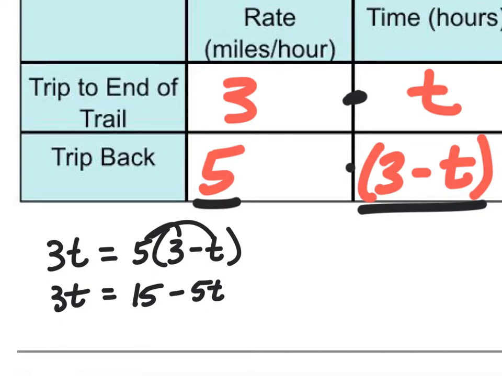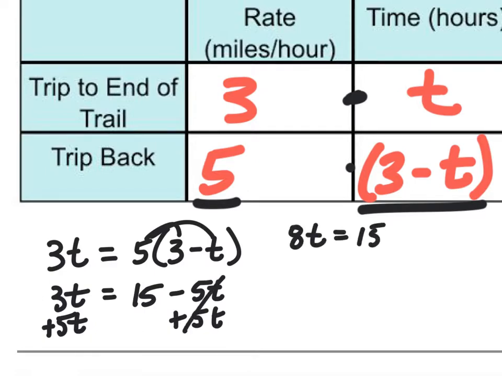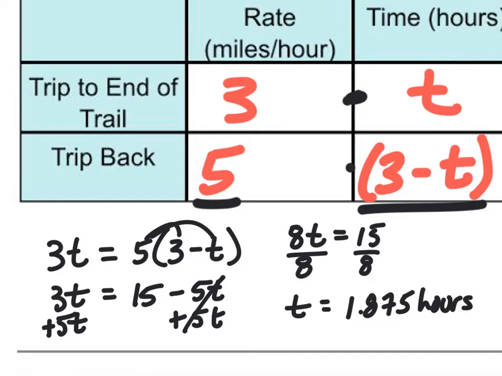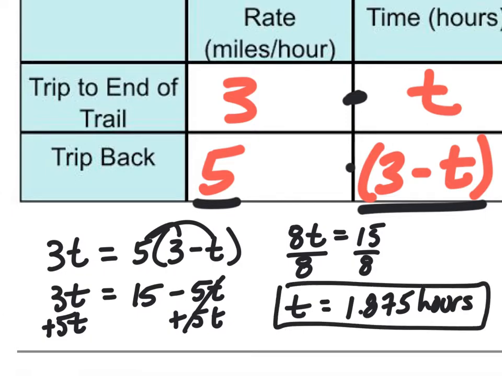And so then what I want to do is add the 5t to both sides. Add the 5t. And so then we get 8t is equal to 15. Okay, and if I divide by 8 and divide by 8, then I get that t is equal to 15 divided by 8, which is going to give us 1.875 hours.